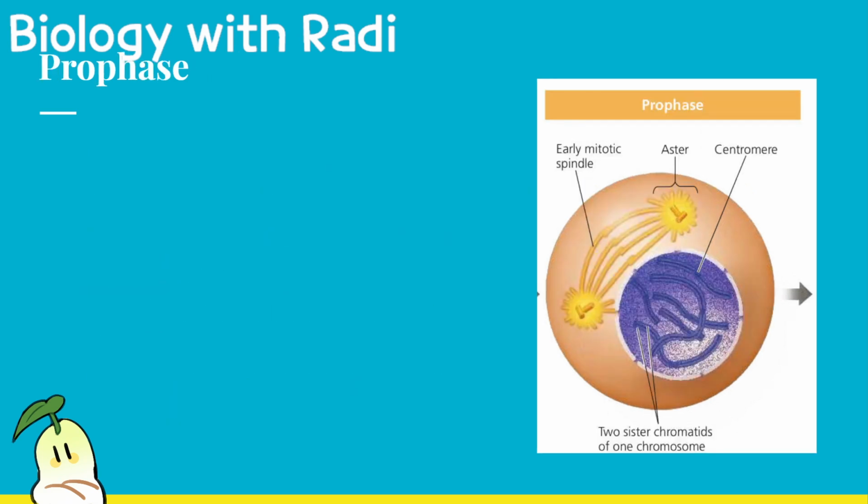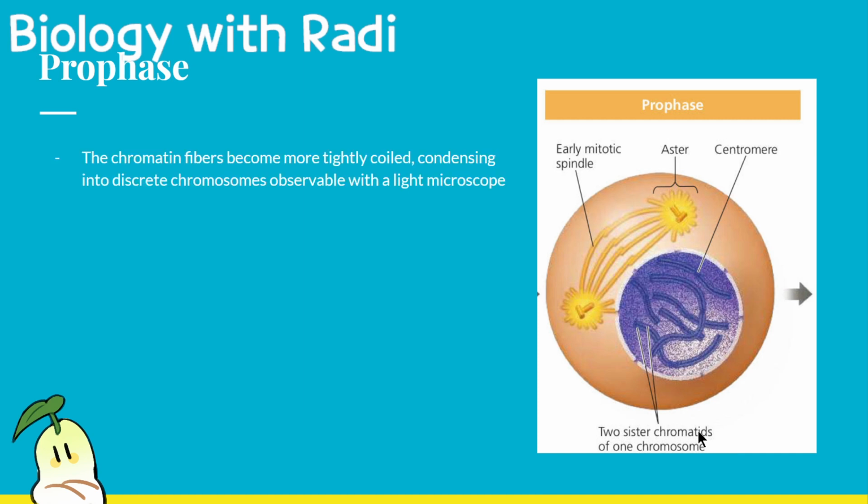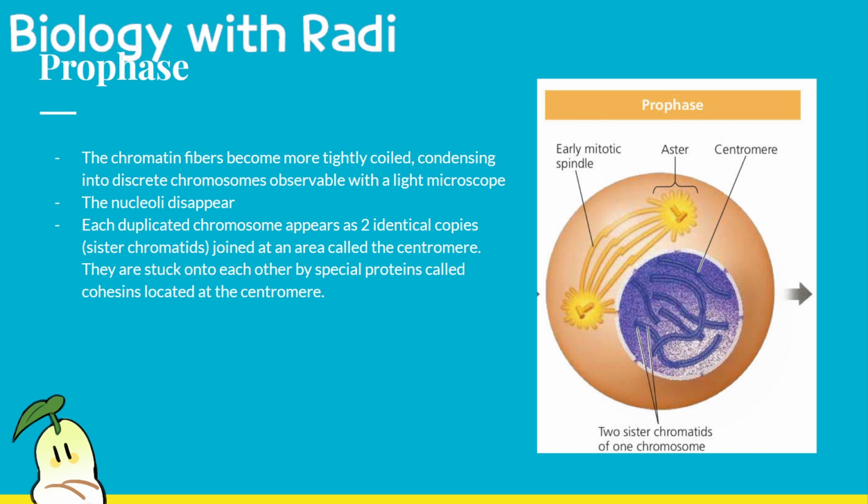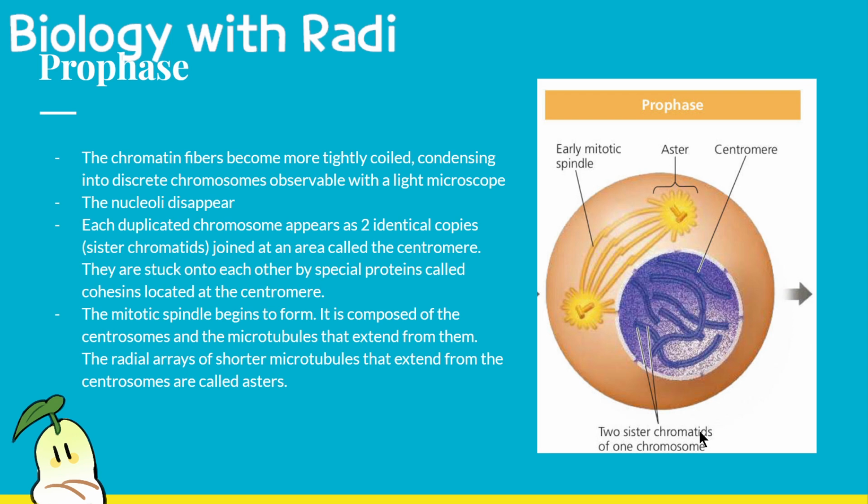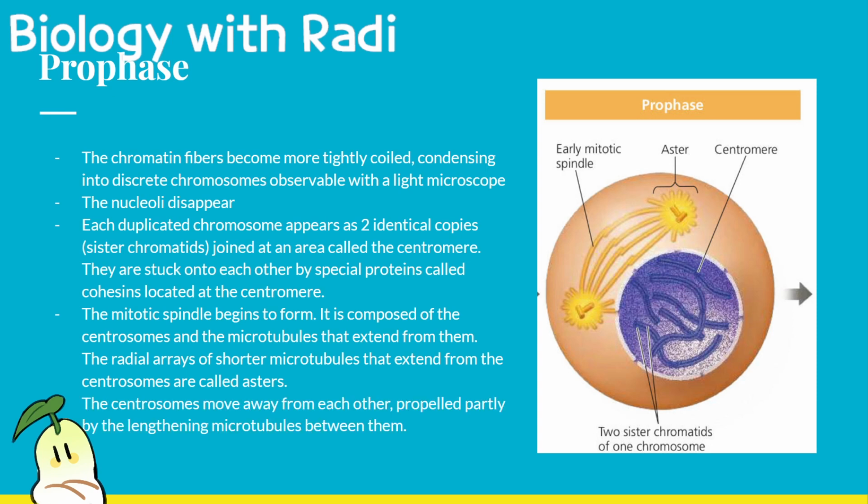Now let's actually take a look at the beginning of mitosis, which is prophase. So in prophase, the chromatin fibers become more tightly coiled, condensing into discrete chromosomes observable with a light microscope. The nucleoli disappear. Each duplicated chromosome appears as 2 identical copies joined at an area called the centromere. We call these copies sister chromatids. They are stuck onto each other by special proteins called cohesins located at the centromere. The mitotic spindle begins to form. It is composed of the centrosomes and the microtubules that extend from them. The radial arrays of shorter microtubules that extend from the centrosomes are called asters.